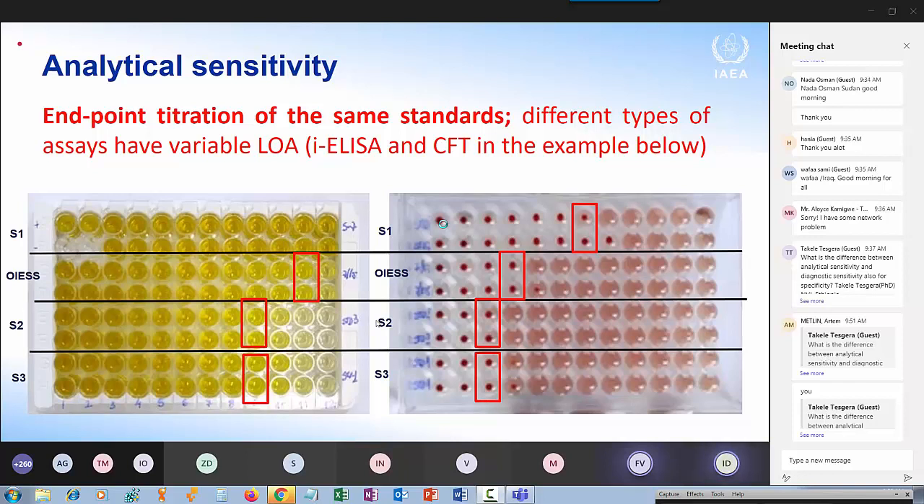Just one example in this slide, so that the endpoint titration of the same standard will provide different results or different sensitivity when tested by different assays. As you can see here, this is a comparison of the ELISA and complement fixation test. And you can see that in different samples, this is for brucella, the sensitivity of both assays will be quite different, in the direction that the ELISA has greater sensitivity than the complement fixation test.